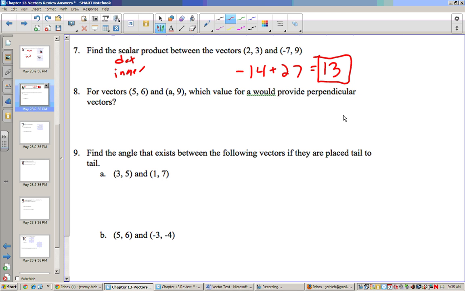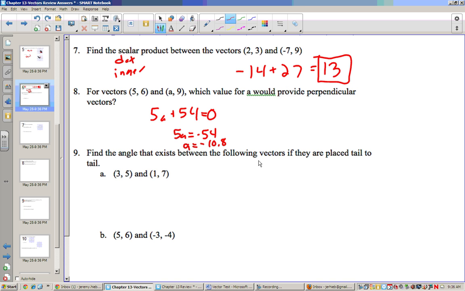All right, for these two vectors, find which value would make this a perpendicular vectors. So the dot product will help us do that because the dot product should equal 0 if they're perpendicular. So 5 times a plus 6 times 9, which is 54. If this equals 0, then we know those two vectors are perpendicular. So if I subtract 54 on both sides, I have 5a equals negative 54. Divide by 5, and this would be negative 10.8. So if a is negative 10.8, then those two vectors are perpendicular.